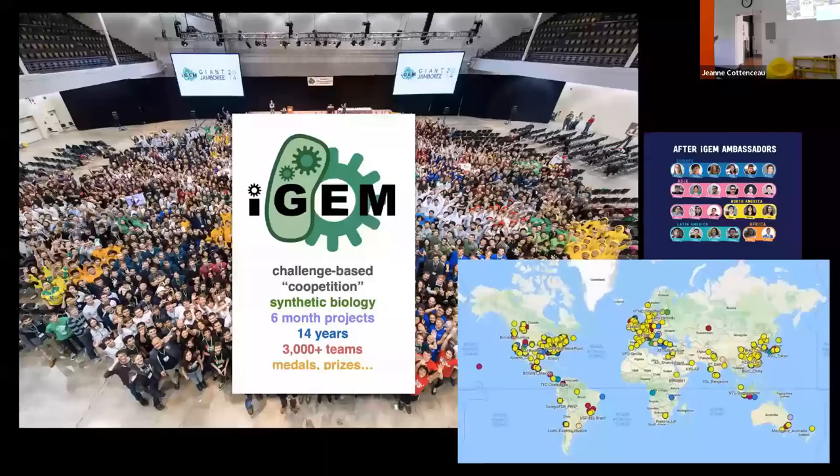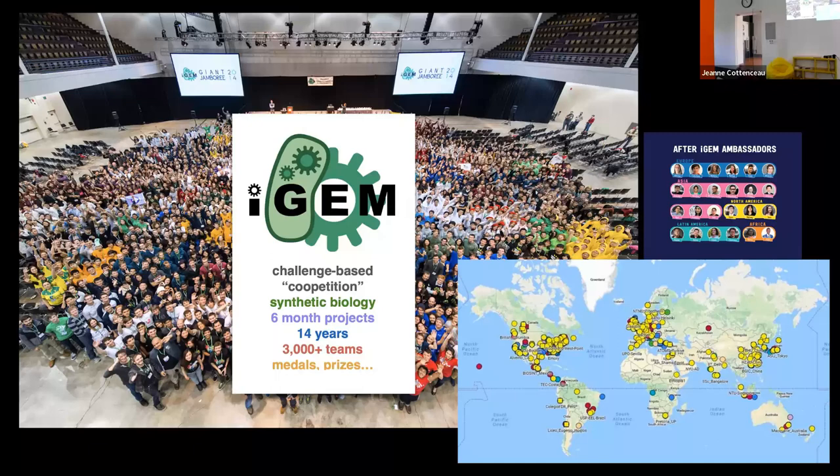And so now they have many tracks. They also have teams that just do software, teams that do more hardware, 3D printing, for example. So they have different tracks, but it's all centered around synthetic biology. Those are different projects, but they are kind of homogeneous in terms of goals. And the criteria for the medals are very strict. They have criteria to get bronze, silver, and gold medals.